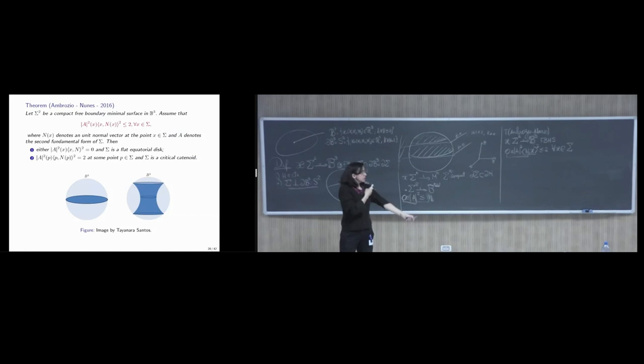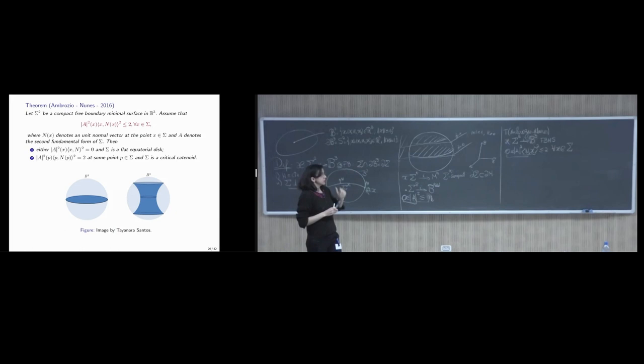Okay, here are some images about this that I showed you before. On the left you have an equatorial disk, and on the right you have a critical catenoid. But when I ask you what this gap means, I will talk a little about this gap. This gap has strong information about the topology of the surface and the boundary of the surface, and I proved something about it before. This gap is very important, of course.